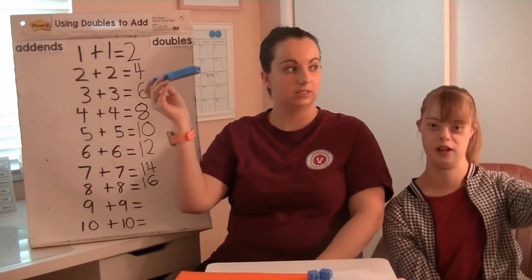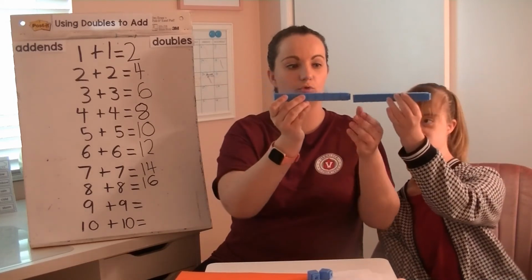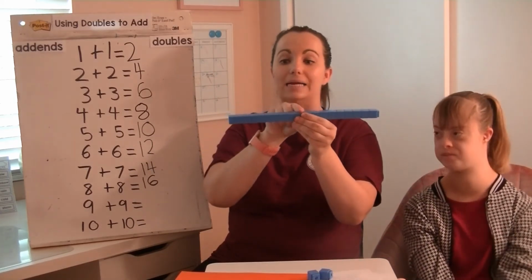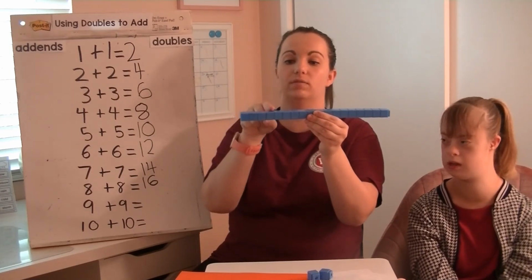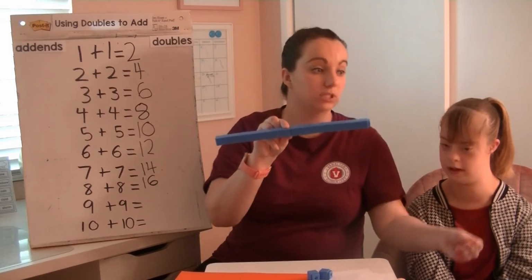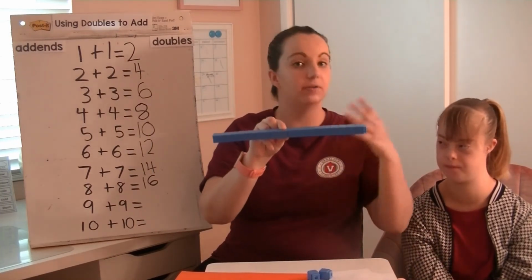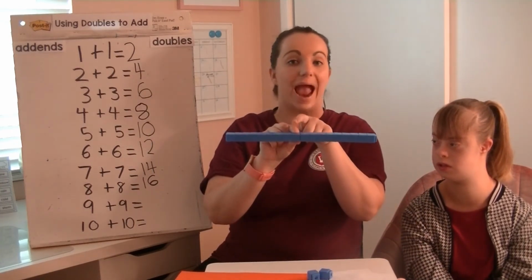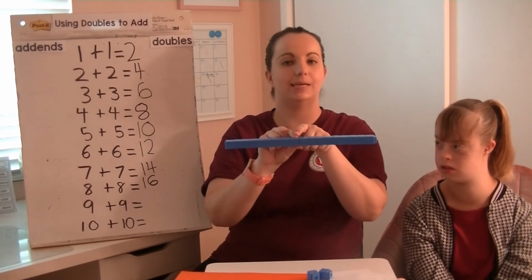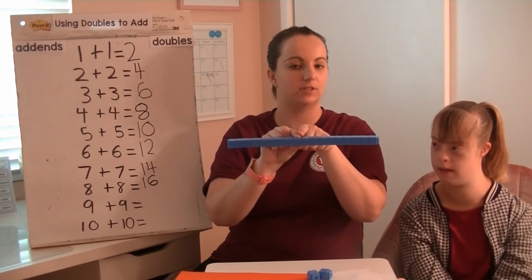Ready? Here we come. We're joining or adding together. Here were my 9. 1, 2, 3, 4, 5, 6, 7, 8, 9. Let's keep counting or adding on. Add on the next 9. I know I already have 9. What number comes after number 9? I keep counting or adding on. What number is after 9?